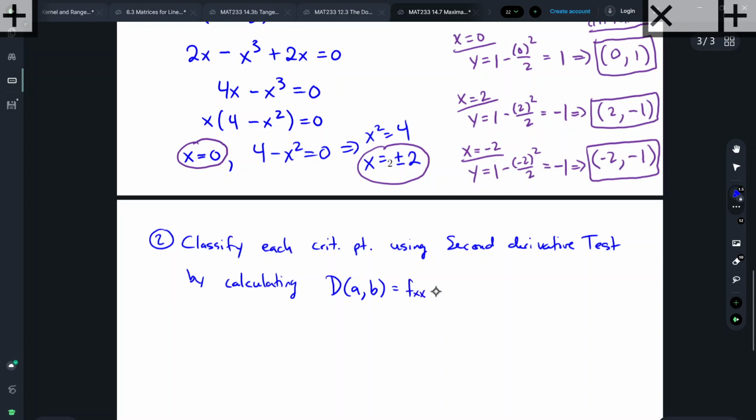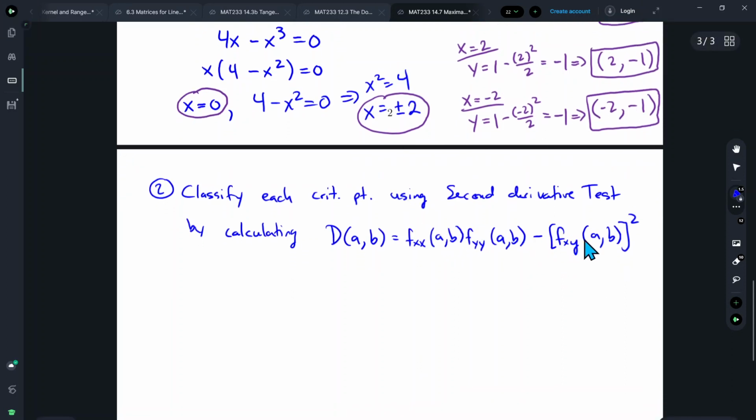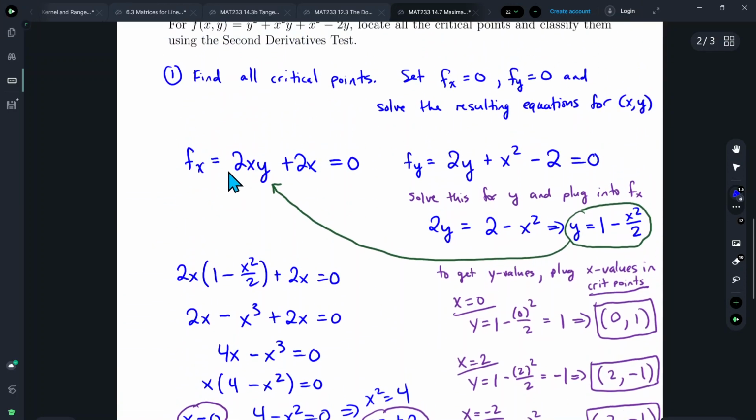So it's fxx times fyy minus fxy squared. Okay, so since the discriminant involves all the second order partial derivatives, first we need to find the second order partial derivatives, right? So the second partial with respect to x, so I have to take this function and then take the partial with respect to x again.